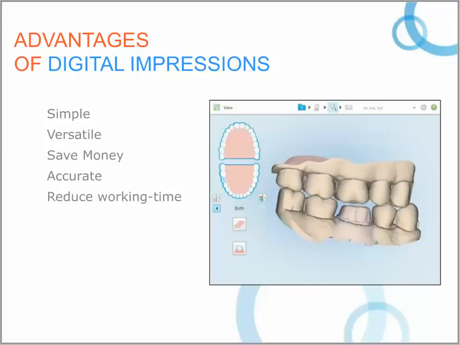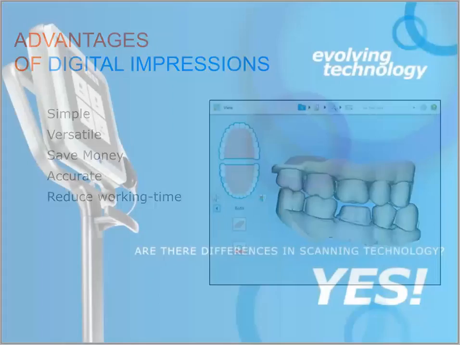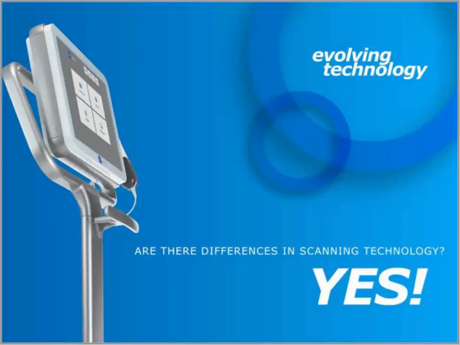It allows us to save money. The consumables that we would spend for our VPS and our alginate impression materials are no longer necessary when we work with digital scanning. It's highly accurate. I'm going to make that case for you in just a few minutes as we move through the slides. And of course, it allows us to reduce our working time. Again, we'll make a case for how fast we can make our scan times with the different types of scanners. Now, there are differences, and we're going to go over some differences between the different types of scanners.